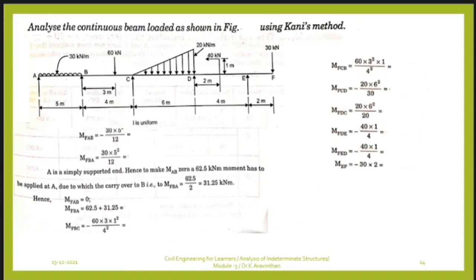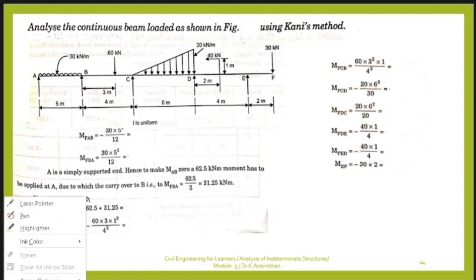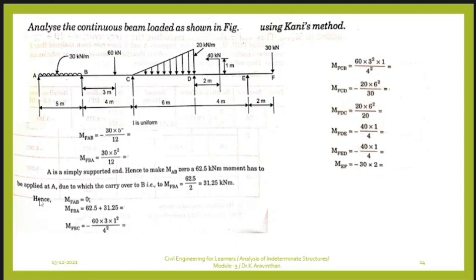Analyze the continuous beam loaded as shown in the figure using Kani's method. And this is the first problem which you are tackling with 5 spans. Before that you would have analyzed 2 spans and up to 3 spans, but here you are having 5 spans. So what will happen in this sense?